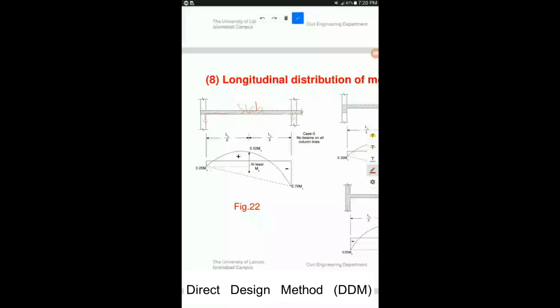So the coefficients again here: location 1, the coefficient is 0.26 of M naught. For location 2, this is the moment 0.52 of M naught, and for location 3, 0.7 of M naught. Location 4, the moment is 0.65 of M naught, and for location 5, the moment is 0.35 of M naught. These are always same. Location 4 and location 5 are called the typical coefficients for moments.